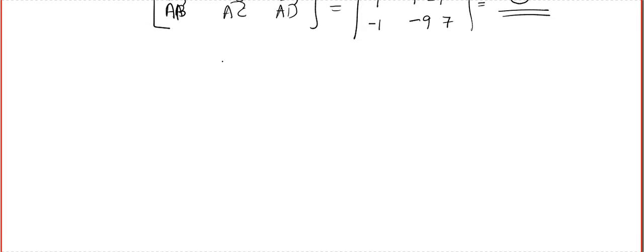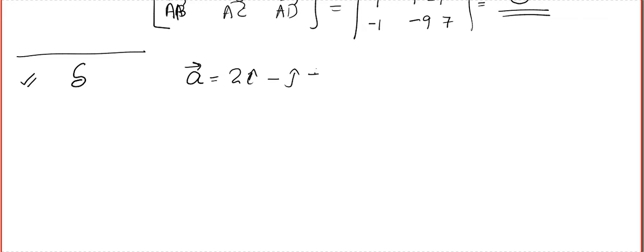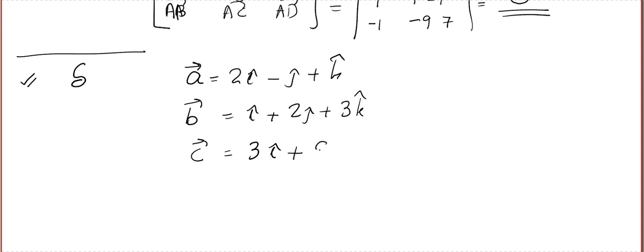Okay, let's move on to the next question. The next question is very interesting and also very important. They're asking, find the value of the constant delta so that the vectors, look at this, they didn't use the word points, so they are giving the vectors 2i minus j plus k, i plus 2j plus 3k, 3i plus delta j plus 5k are on the same plane.